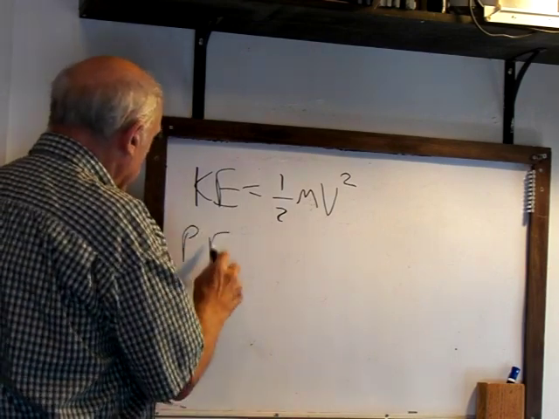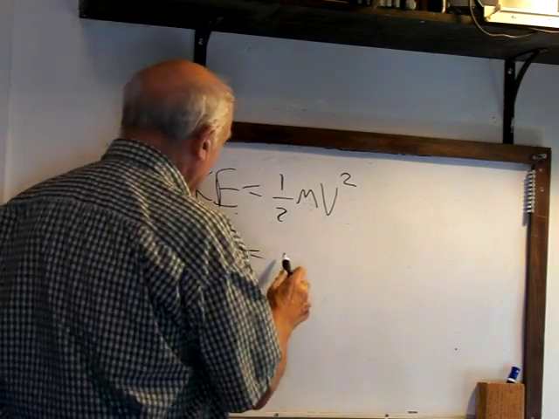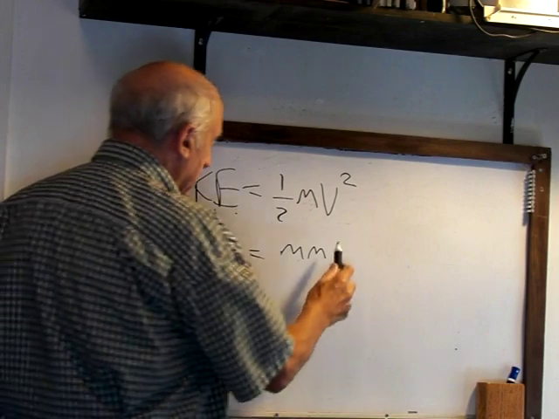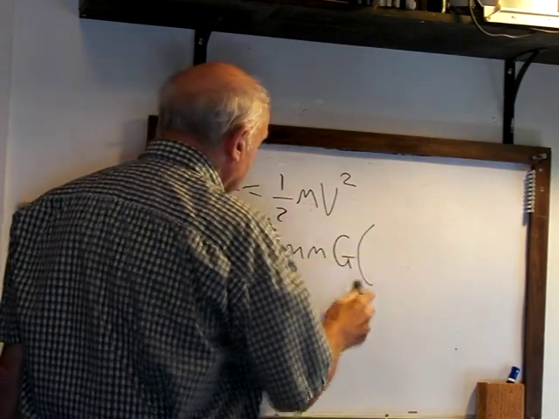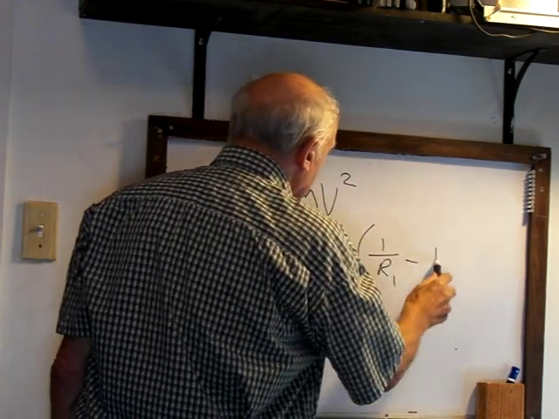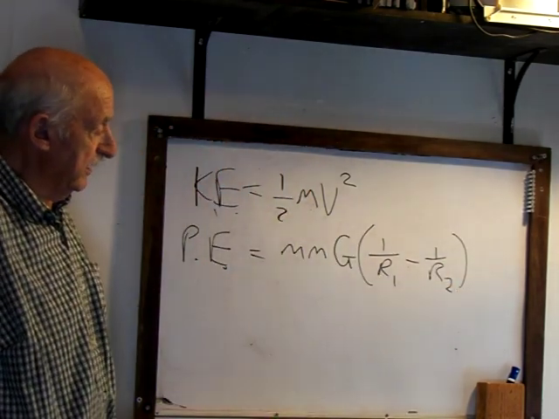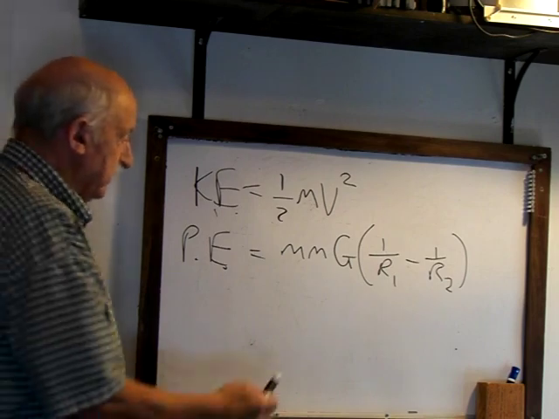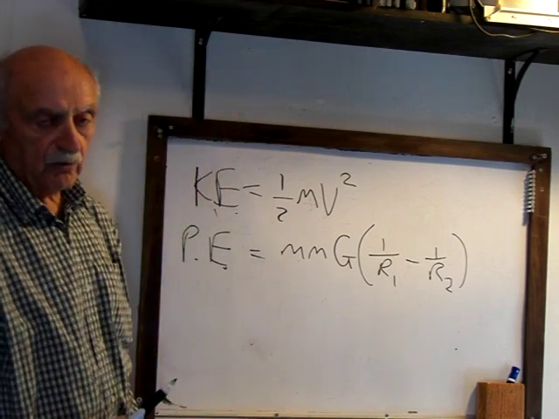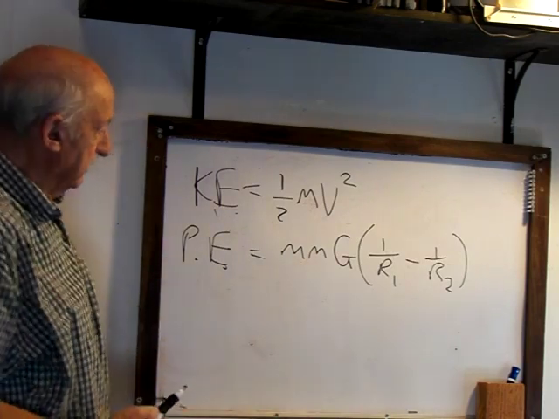Potential energy, if you integrate Newton's equation for force, is equal to the product of the masses involved, the universal gravity constant G, and the difference between the two distances over which the potential energy is measured. So if this is the Earth's radius and this is the orbital radius of the Moon, this would be the energy between the Moon and the Earth.